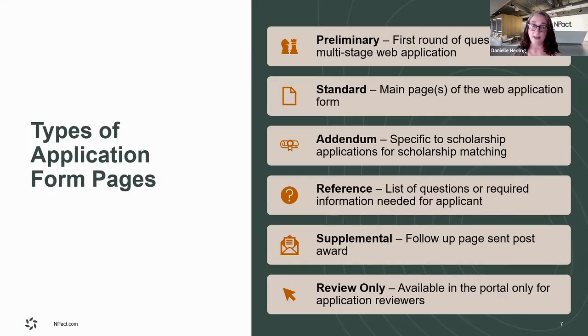You'll want to determine how many pages of questions to present to applicants. We recommend you group those questions together and turn each into a standard page. Some examples of questions that could be grouped together are information about the applicant's organization, project information, attachments, and financing information. In your Word planning document, create separate pages for each section of information required from the applicant. For a multi-stage application, you'll want to determine which pages are preliminary and which are standard pages.